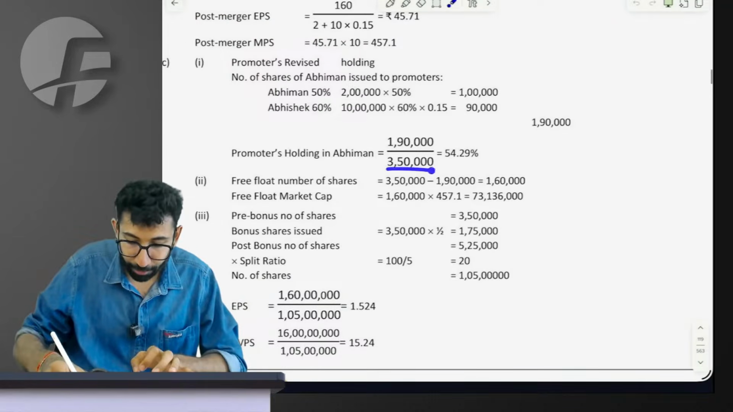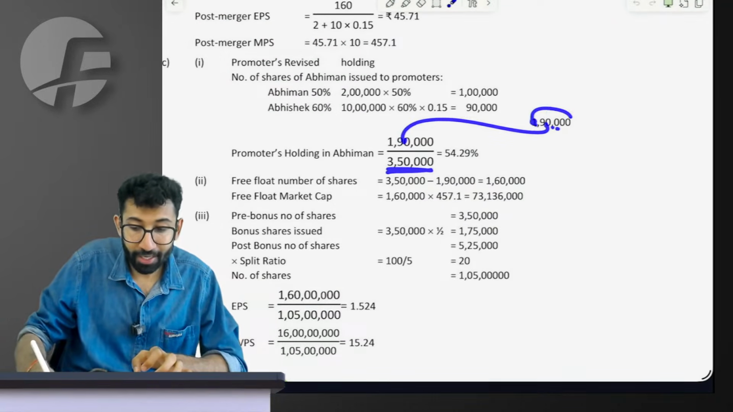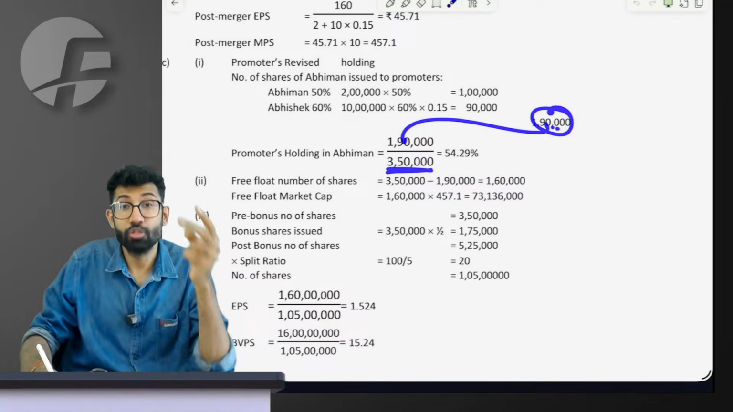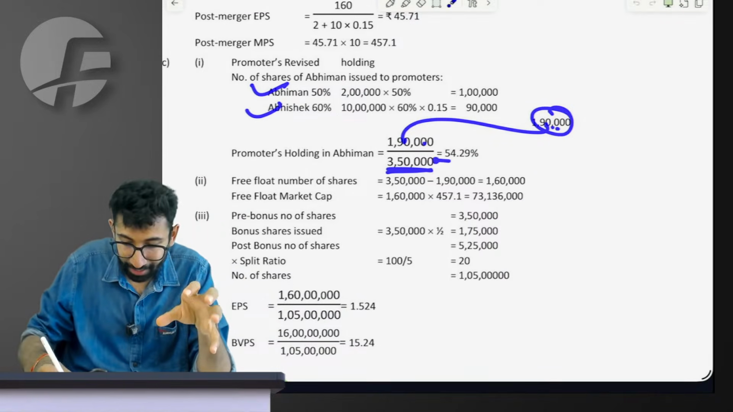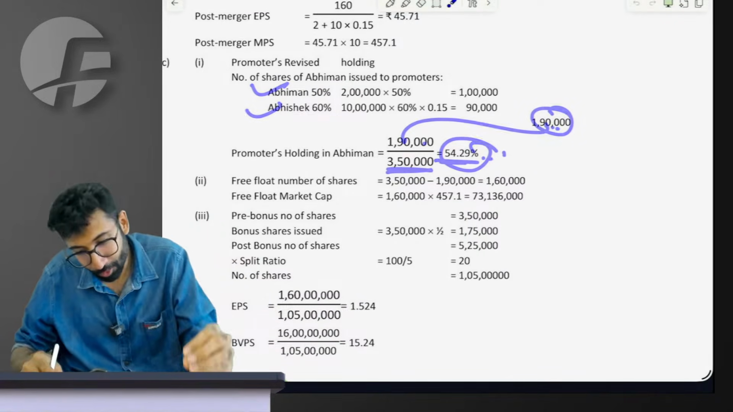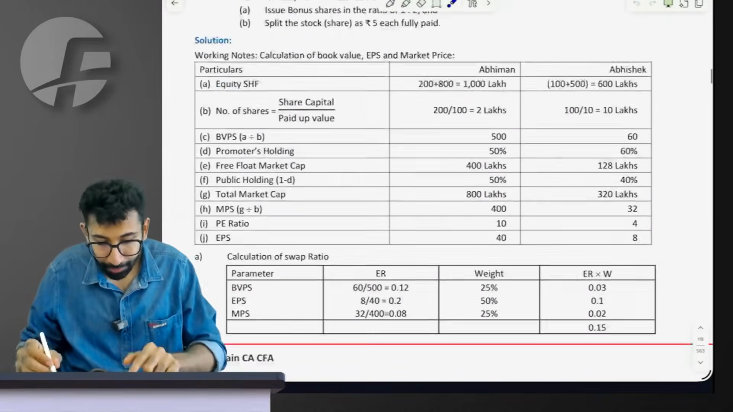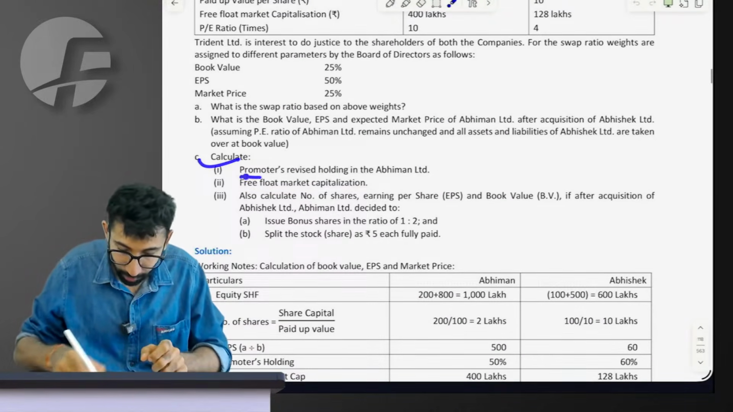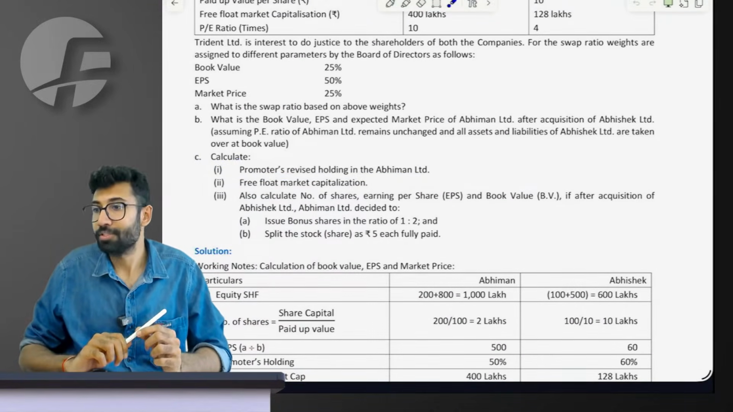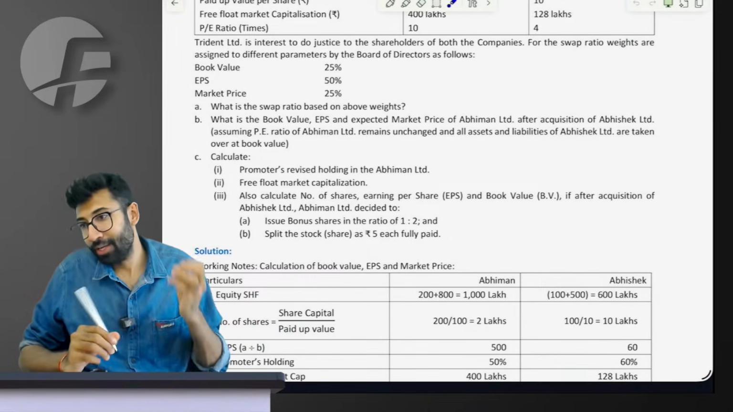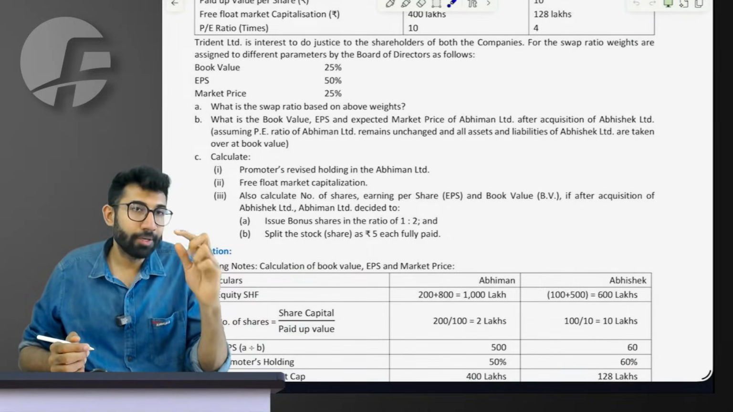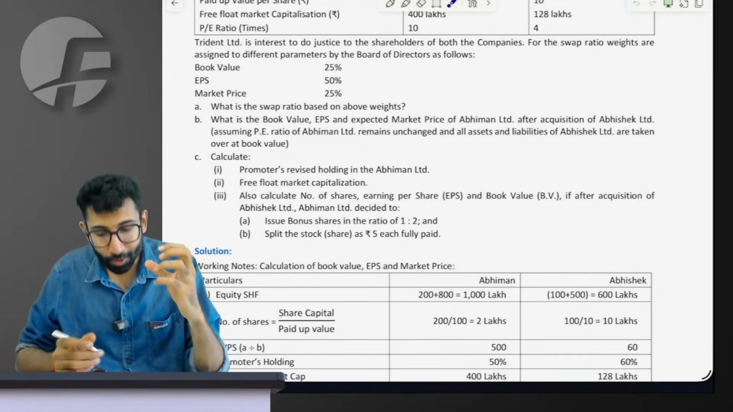So out of 3.5 lakh shares, 1.9 lakh is held collectively by the promoters of Abhiman and Abhishek, which is a 54.29% holding. Could you all connect to me on this, requesting your responses, please? Could you all connect to me again? See, the question is typical, which is why at every step I need your validation.